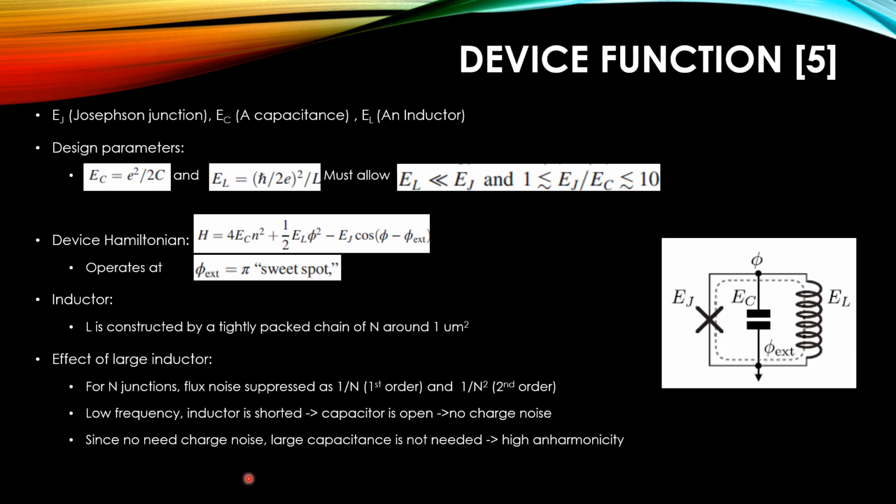Because there is no charge noise, we don't need a large capacitance connected in parallel to shunt the charge noise. Since a large capacitor is not needed, we do get a very high anharmonicity, because the previous low anharmonicity basically came from that large capacitance used.